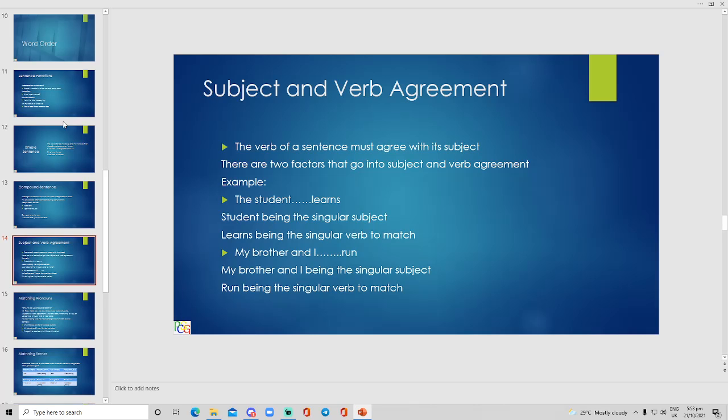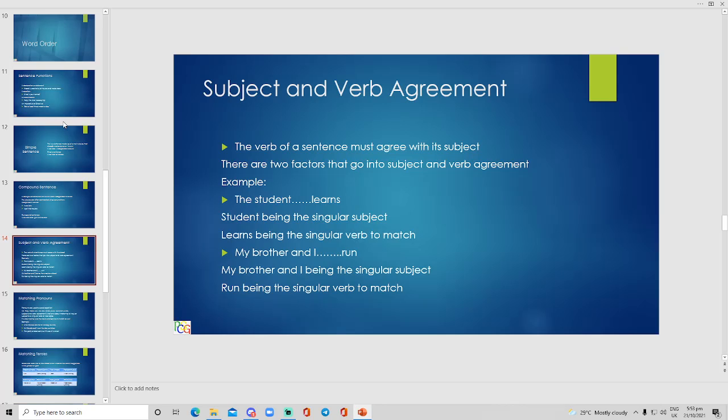So, example, the student, which is the subject, learns, which is the verb, and as you can see, student is singular and learns is the singular verb. So, subject and verb agreement means that if the subject is singular, the verb is going to be singular. And if the subject is plural, the verb will be plural. Alright? So, student being the singular subject, and learns being the singular verb to match.